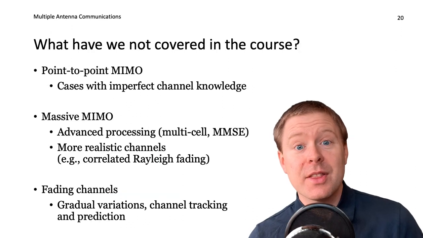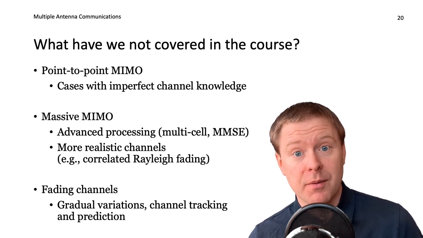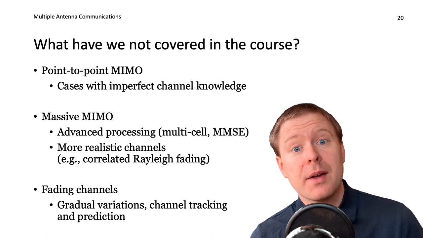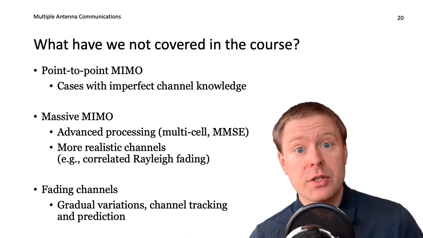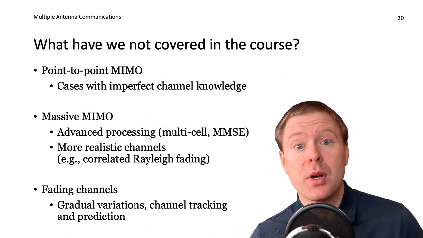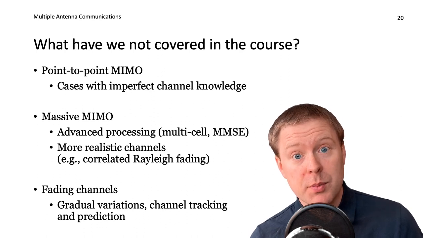We have now reached the end of this course, and let me just briefly mention some of the important things that we didn't cover. So when it comes to point-to-point MIMO systems, we didn't talk about having imperfect channel knowledge, which is something that is always important in real systems. You can never get perfect channel knowledge. So how can we deal with that? That is something that one could look deeper into.